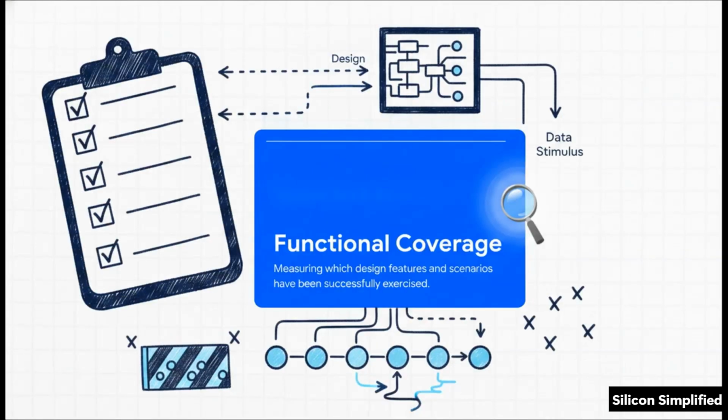And that is exactly where functional coverage comes in. Think of this as your ultimate verification checklist. It brilliantly separates the act of driving the stimulus from the act of actually proving what was tested. So rather than just crossing our fingers and hoping our randomized darts hit everything, functional coverage actively measures which specific design features and scenarios were successfully exercised. It's how we find and ultimately eliminate those dangerous verification holes.